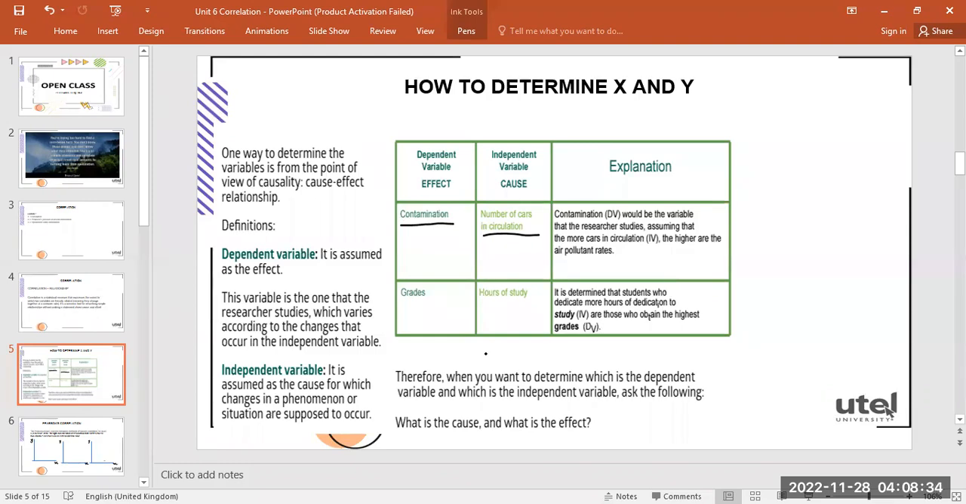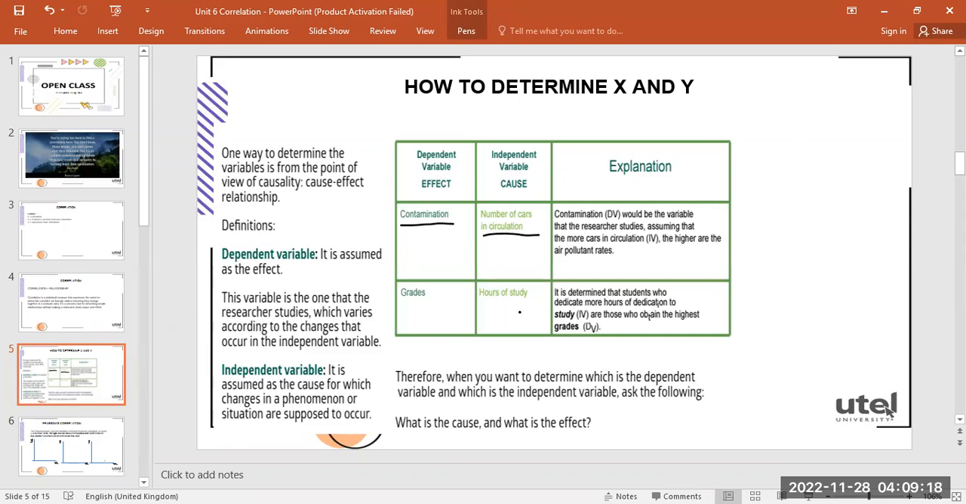Now you can see that the cause of the pollution is actually the number of cars that are plying the road. In other words, the more cars you have, the more the contamination will be. The fewer the cars, the less the contamination will be. So the cause in this case, which is the number or quantity of cars plying the city, is the independent variable, while the effect, which is the contamination or pollution experienced in that city, is the dependent variable.